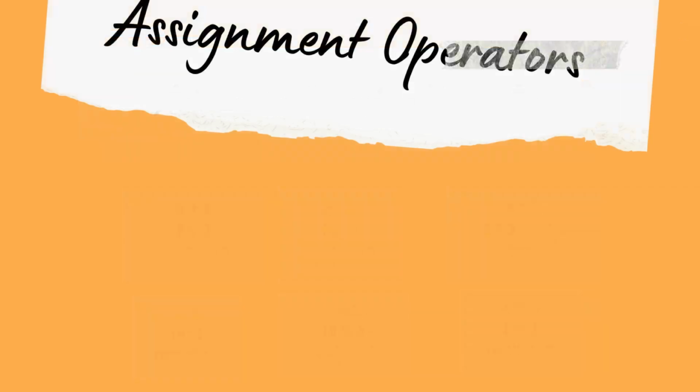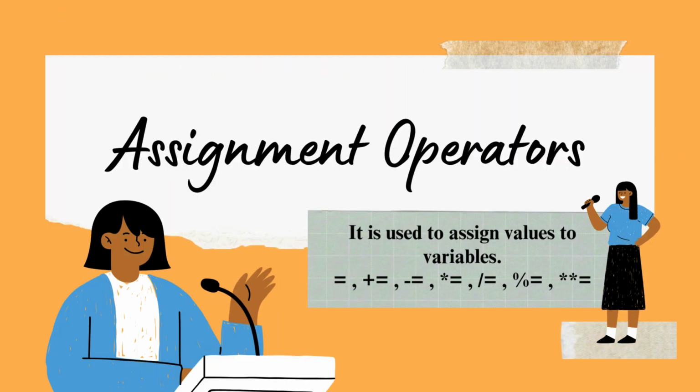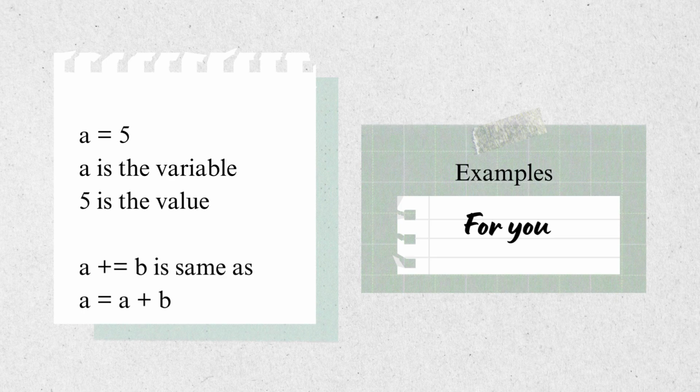Next, we are looking into the assignment operator, which is used to assign a value to a variable. It has equal to, which is used to assign a value to a variable. Like if a equal to 5, in this, the value 5 is assigned to the variable a.